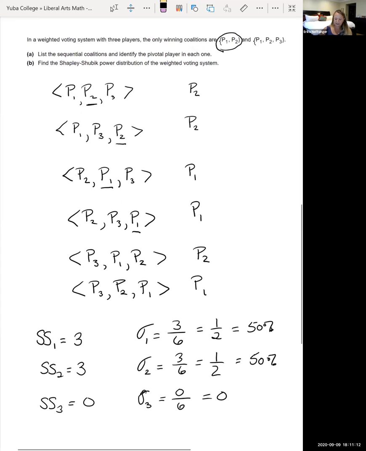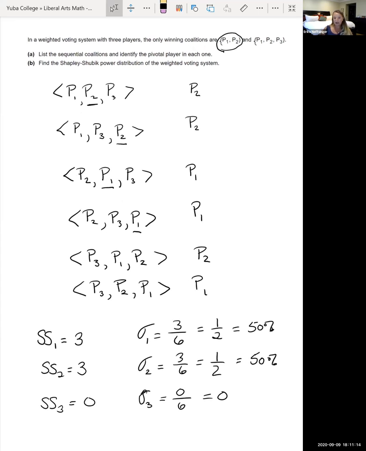Okay, so we were able to take information on the Banzhaf power index, or the winning coalitions of that, and then figure out what the Shapley Shubik sequential coalitions would look like, who would win, and who was the pivotal player in each case.